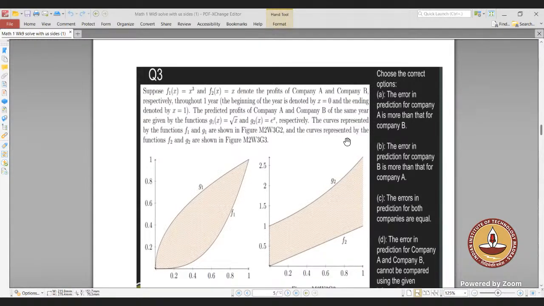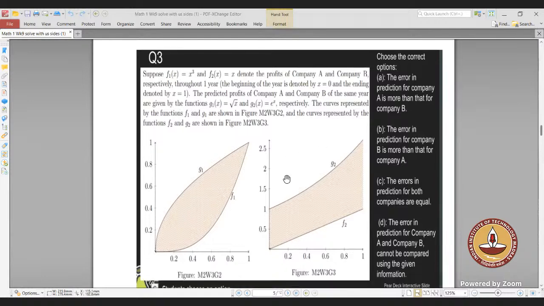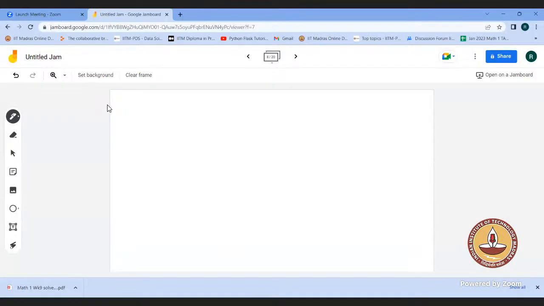So shall we discuss this question now? Yes, sir, please. We have already calculated the first area, which was 5 by 12. Now we'll calculate the second area. What is f2 of x? It's x. Okay, f2 of x is equal to x. And what is g2 of x? e to the power x.